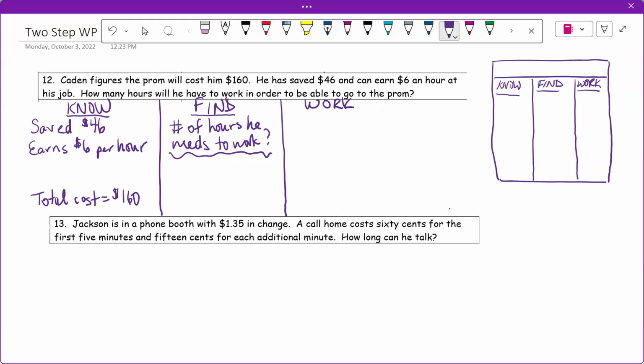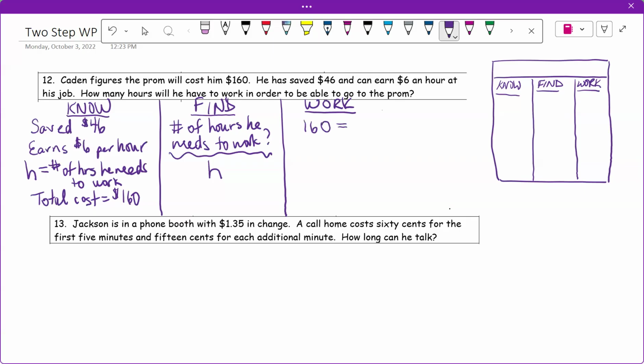And the piece of the information that we don't know, that's going to be our variable. Since we're talking about hours, let's choose H. Let's come back to our know box and define H. H equals the number of hours he needs to work. Once we have this information, we're ready to write our equation. Remember, your total goes on one side of the equal sign, so our total needed is $160.